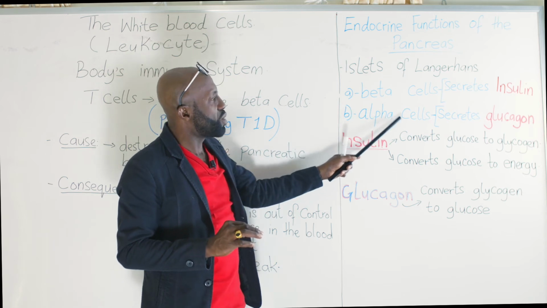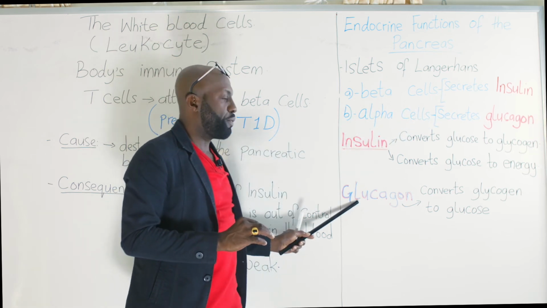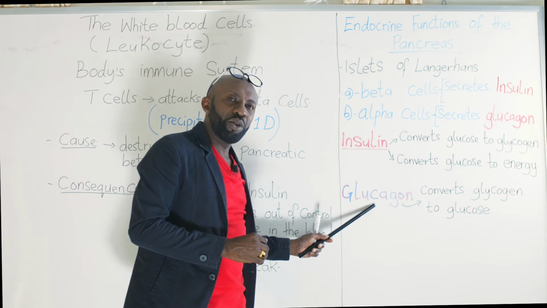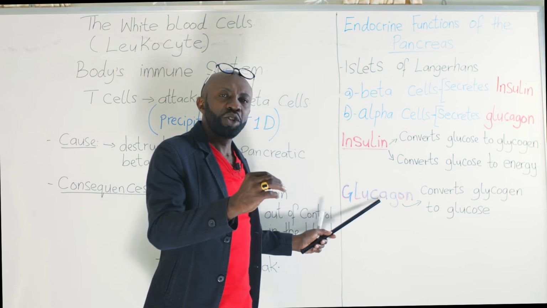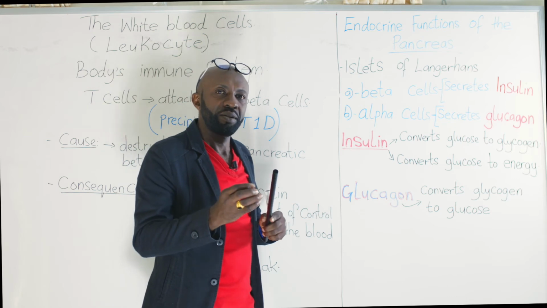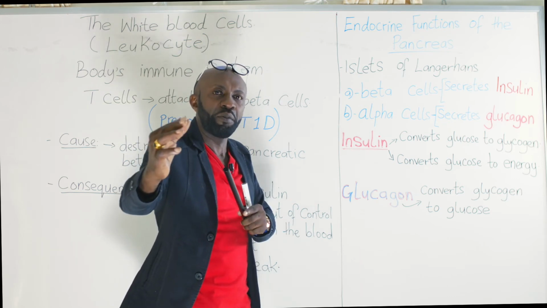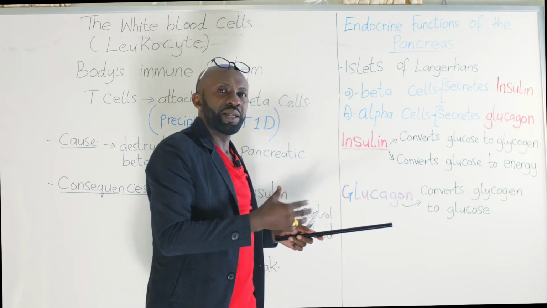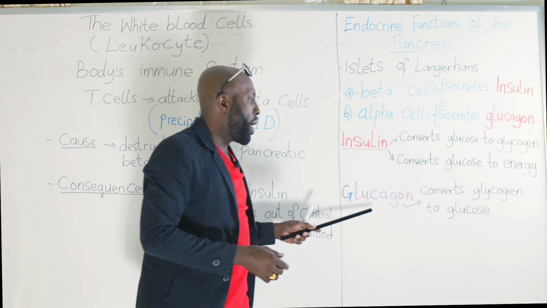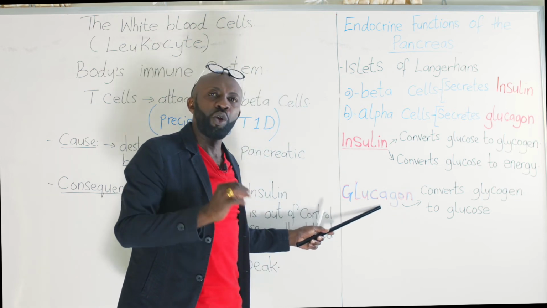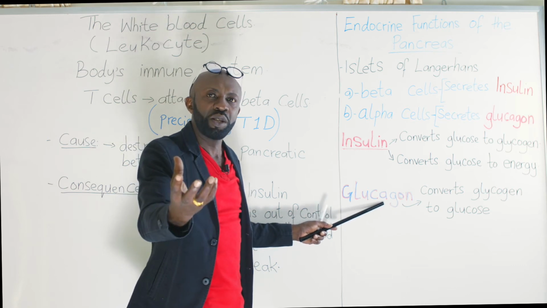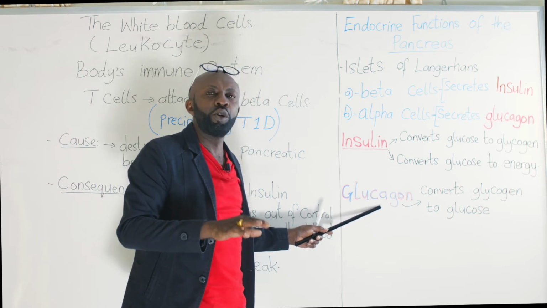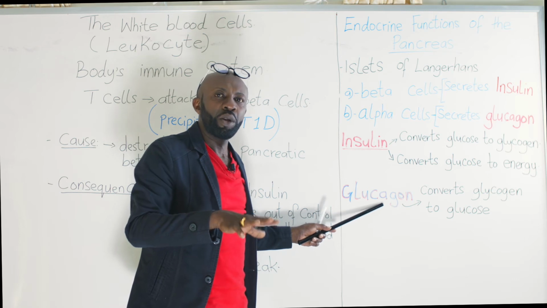Now, we have the alpha cells which secrete glucagon. What is the function of glucagon in the blood? Glucagon functions to convert glycogen from the liver, the storage region, to glucose and sends it to the blood system. When does glucagon convert glycogen to glucose? That is when there is a drop in the glucose level of the blood.